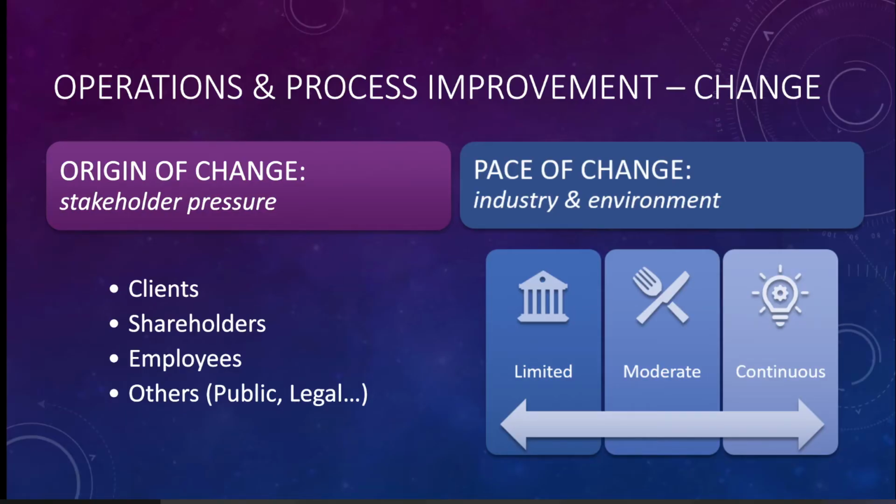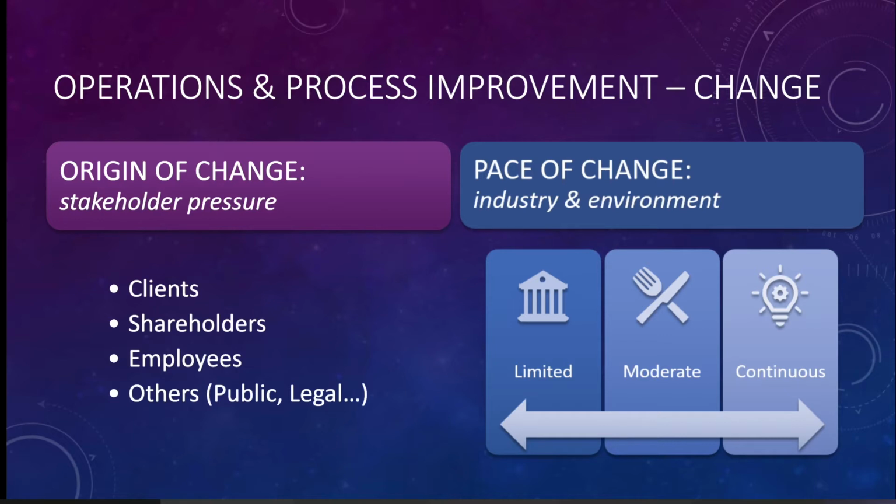Now, operations and process need to keep improving because of change. Now, change can come from various origins, and they're all forms of stakeholder pressure. Those stakeholders can be multiple people. They can be either clients, business clients, or individuals. They can be shareholders, employees. They can come from other entities like publics or legal entities. So they can come from basically any different point of interaction you have in your business.